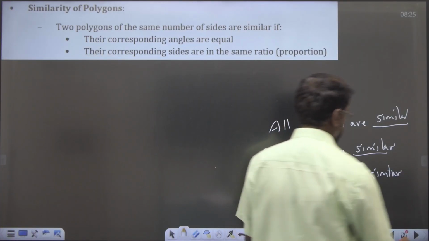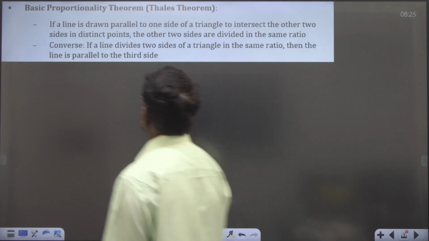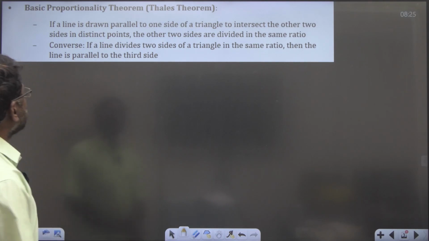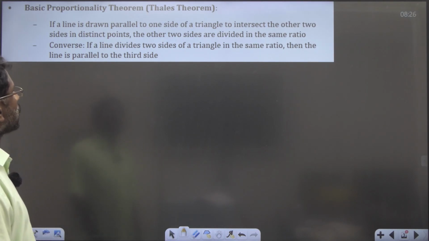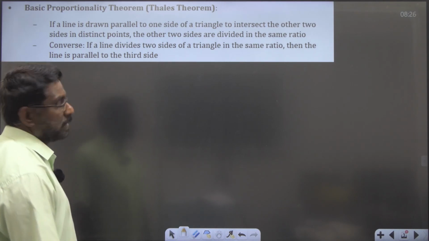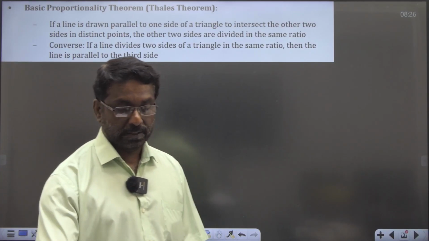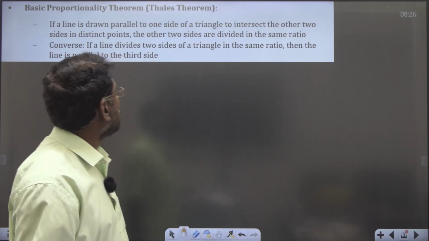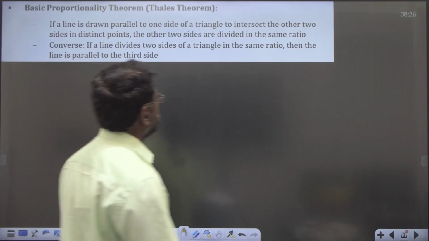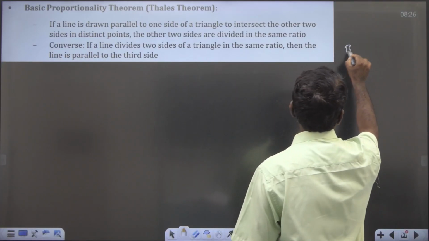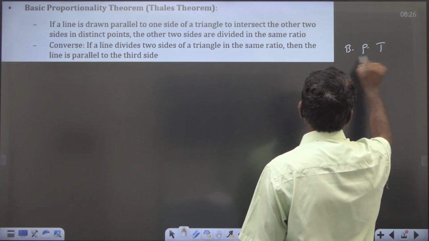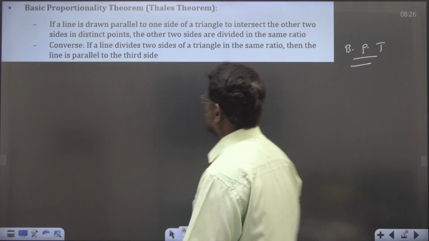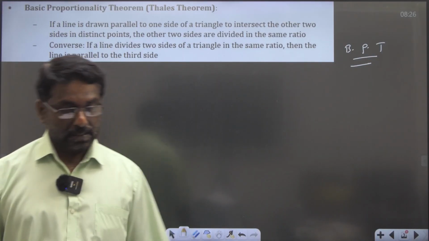Our next part: the basic proportionality theorem, also known as the Thales theorem. It is a very, very important theorem in this chapter. The short form is BPT, basic proportionality theorem. It is also known as Thales theorem.